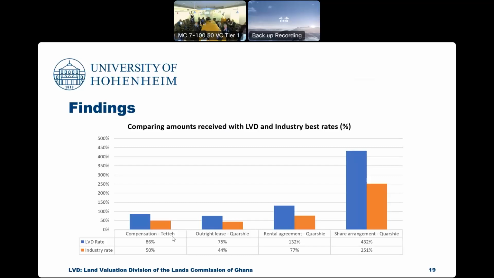So comparing it, we see here that the outright lease in Kwashi and the compensation in Tete fell below these two rates. However, for the rental agreement, we see that it compared a bit favorably to the LVD rate, but it still fell below the industry rate. But the shared arrangement had as much as four times what the LVD rate proposed, and about 2.5 times what the industry rate was.